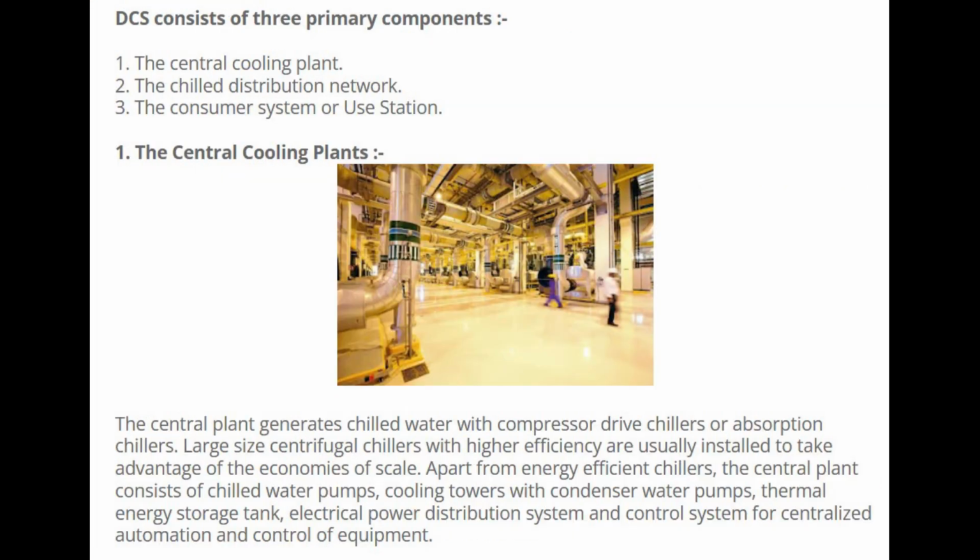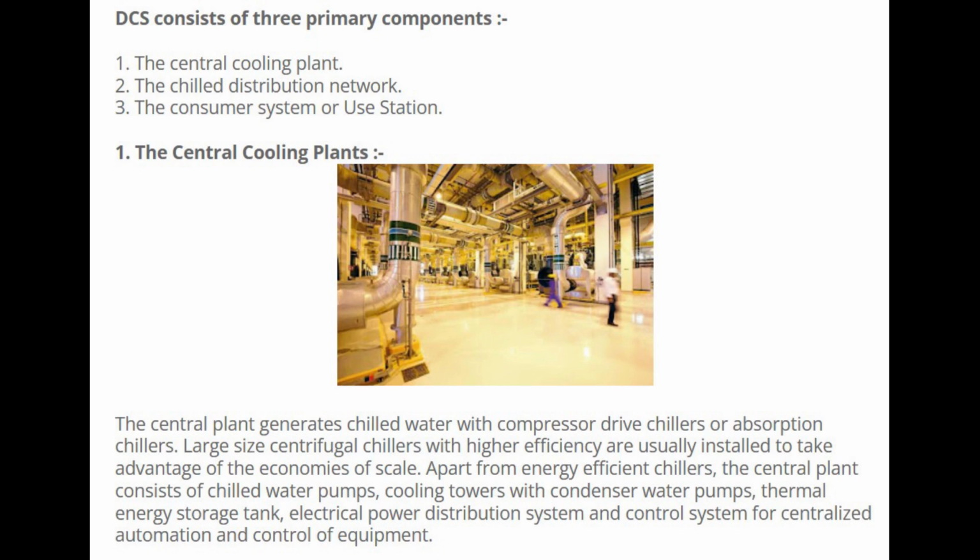And DCS consists of three primary components. 1. The central cooling plant. 2. The chilled distribution network. 3. The consumer system or user station. Let's know about each component briefly.